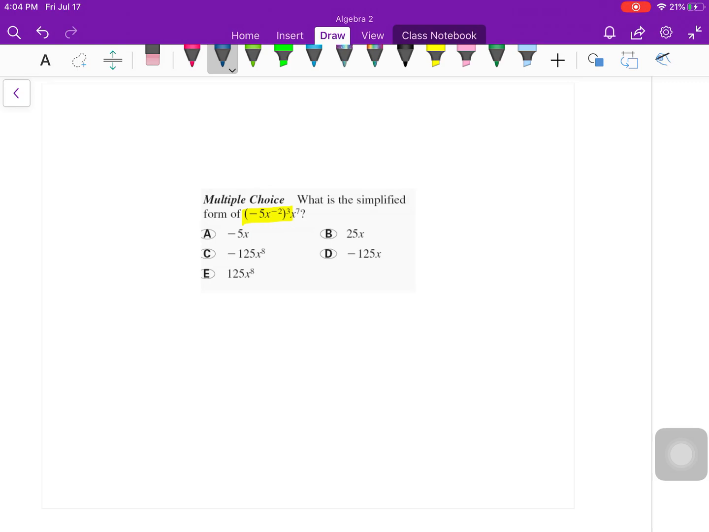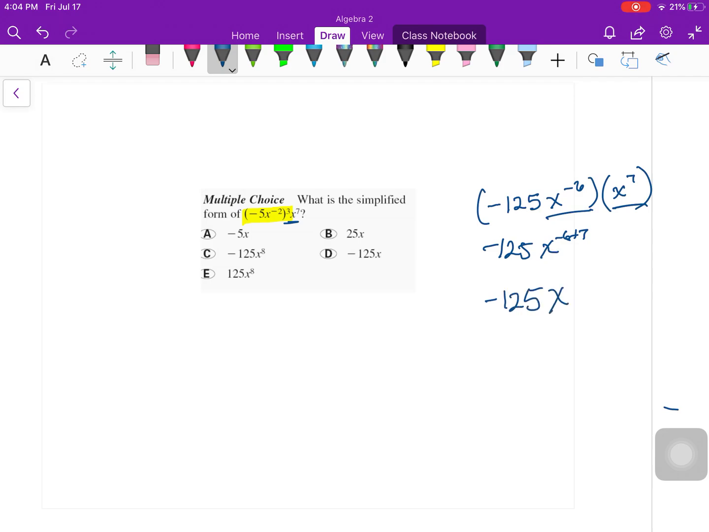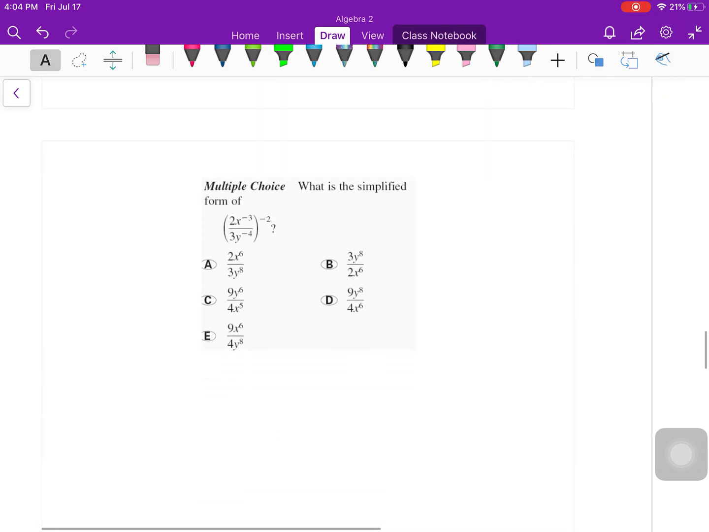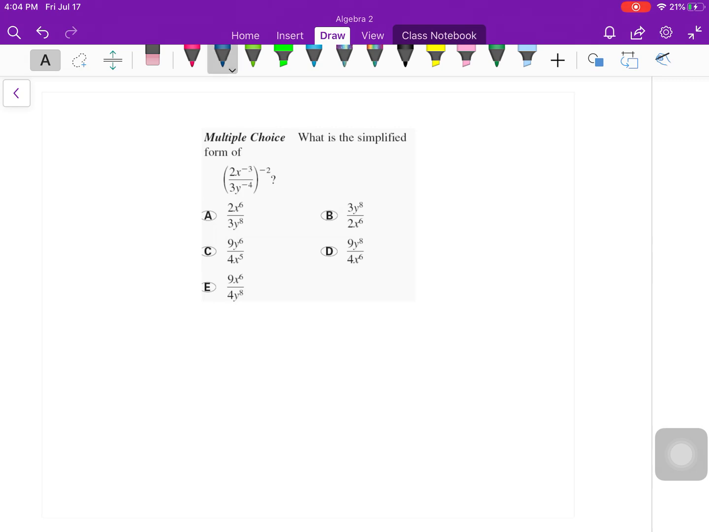All right, on this one, it looks like first we have the negative 5 cubed. Well, a negative 5 cubed is a negative 125. X to the negative 2 times 3 is x to the negative 6. Times x to the 7th. So this becomes a negative 125 x to the negative 6 times x to the 7th. I add those, so I get x to the negative 6 plus 7. That's x to the 1. Negative 125x. D.